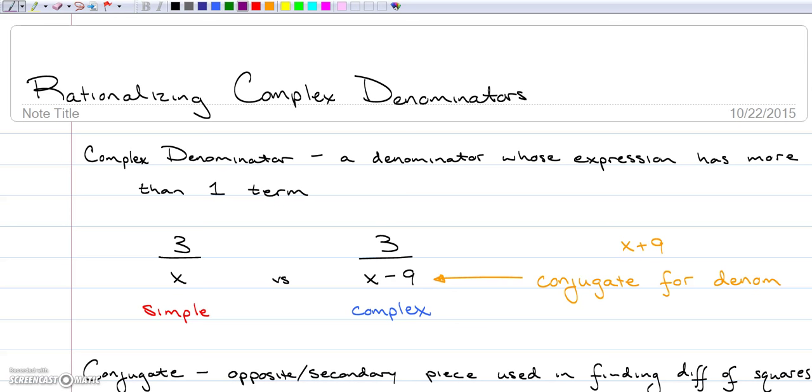We're going to be using this thing called a conjugate to get rid of those. If I have x minus 9, the conjugate is x plus 9. It's the other half of a difference of squares. Two things before we go any farther.